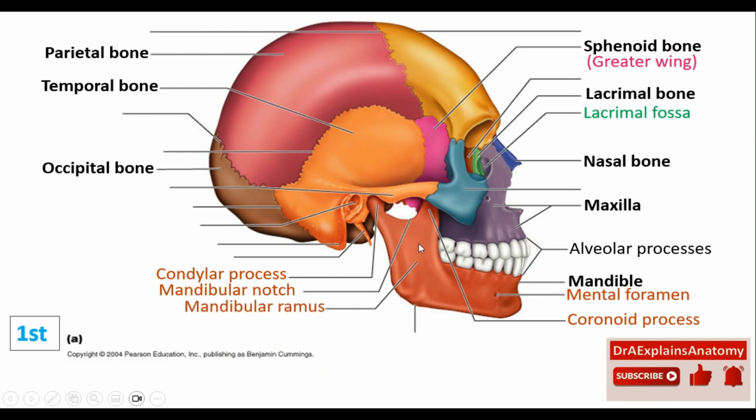This arm-like structure, this is the mandibular ramus. This angle right here, this is the mandibular angle. So we labeled the parts of the mandible.